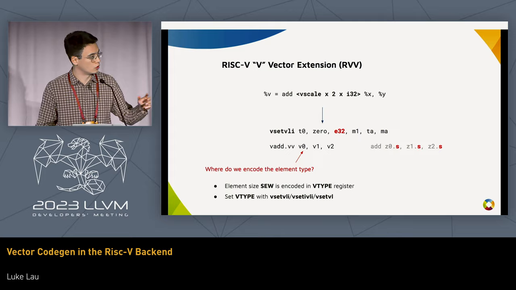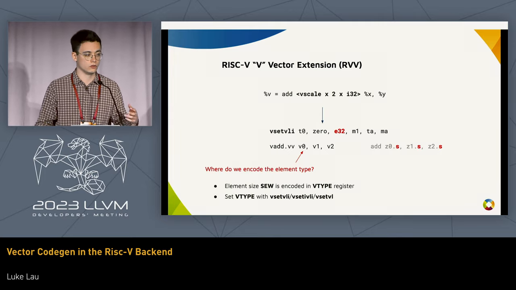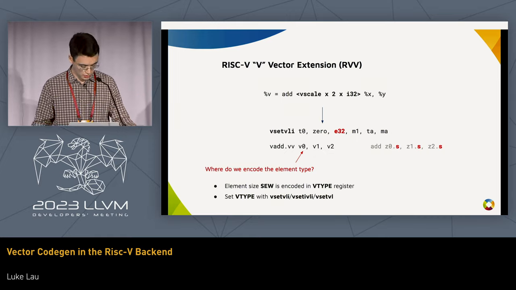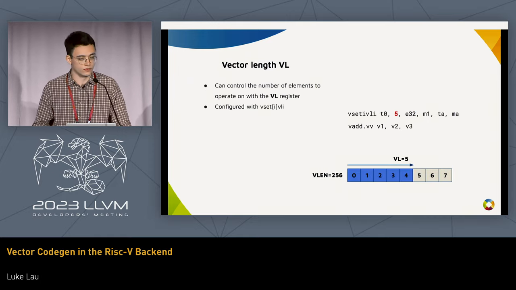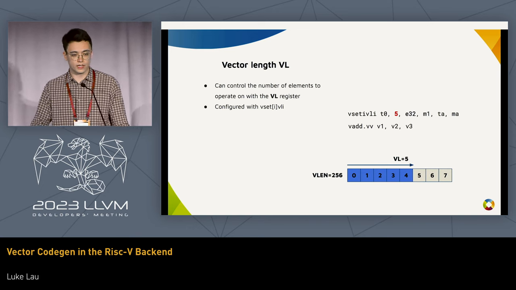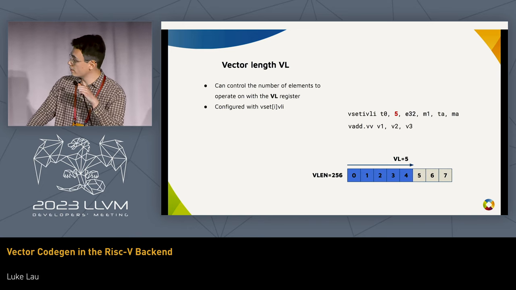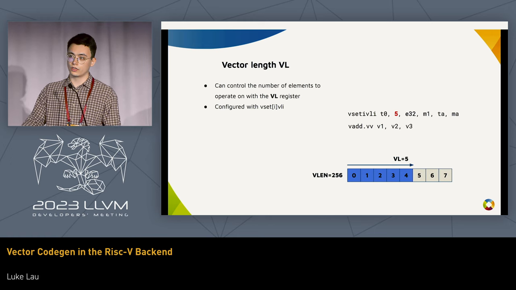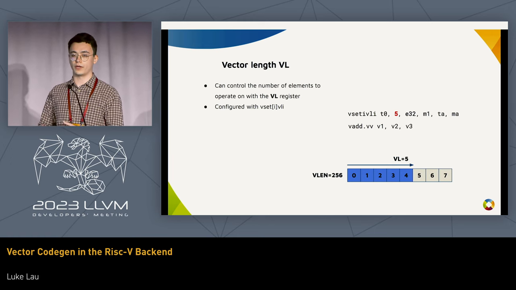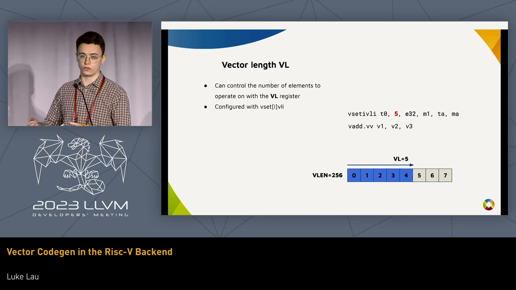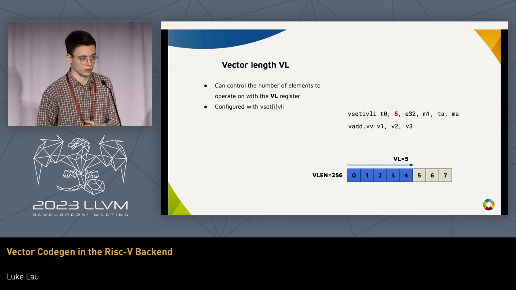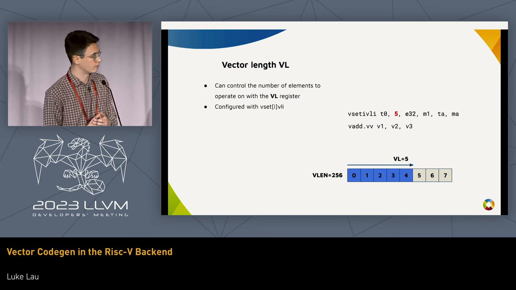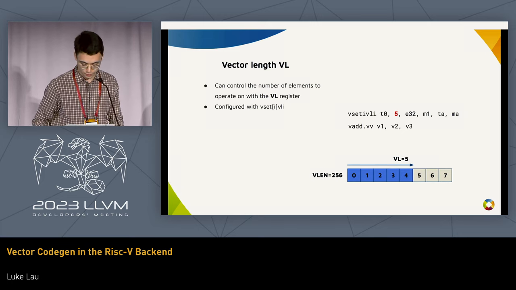But you can see that there's a bunch of other operands as well in this vsetvli instruction. They allow us to control all these different configurations that we can do on RVV and configure some of its features. One of the most important features is the notion of vector length, or this VL register. What this VL register allows us to do is control the number of elements that we operate on by predicating the first n elements. So for example, if we set this VL register to 5, then we'll only operate on the first 5 elements of the vector register. And again, we configure this with vsetvli.